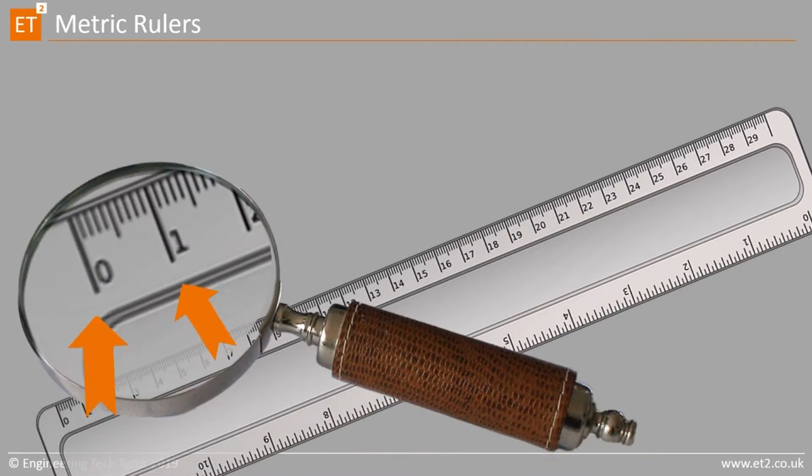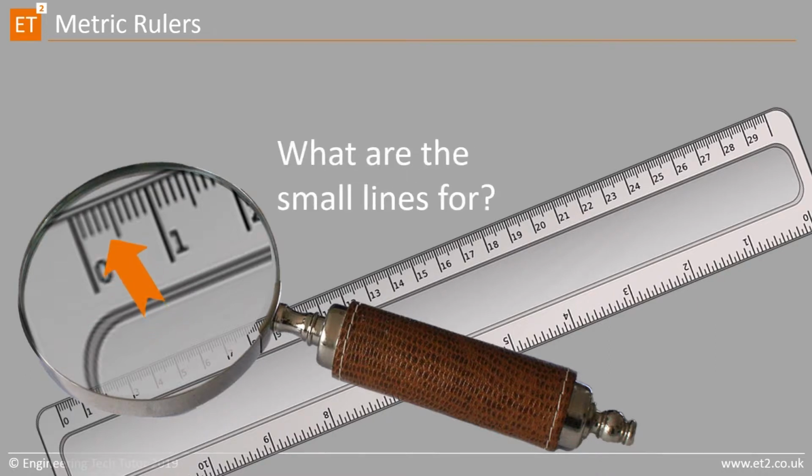Do you remember in the last episode we said that these large numbers are centimetres? But we did not mention that there are many lines between them which do not equal centimetres. What are these lines for? Well, these lines are for a smaller unit of measurement called millimetres, or mm.